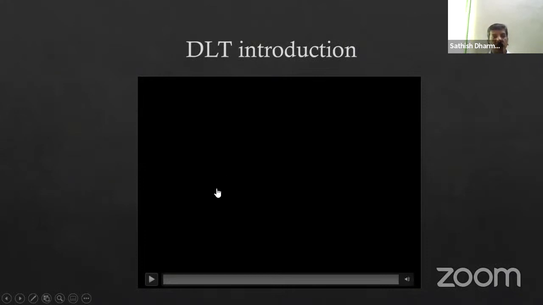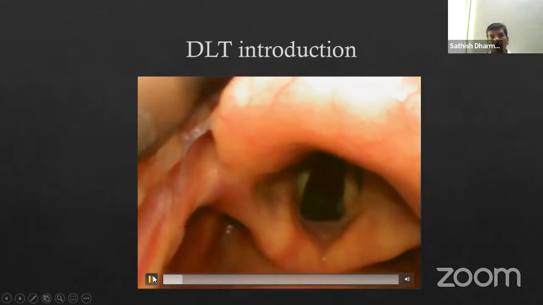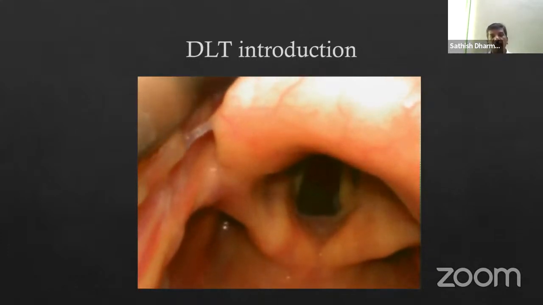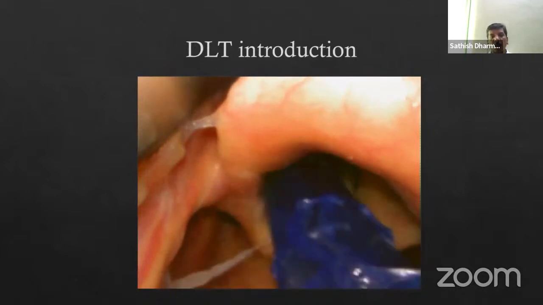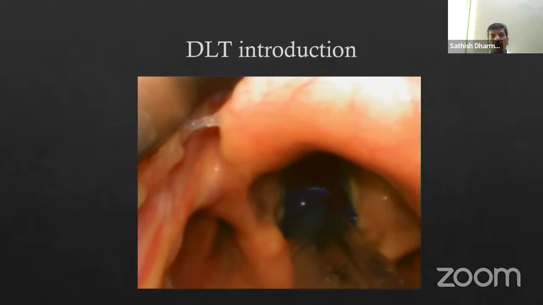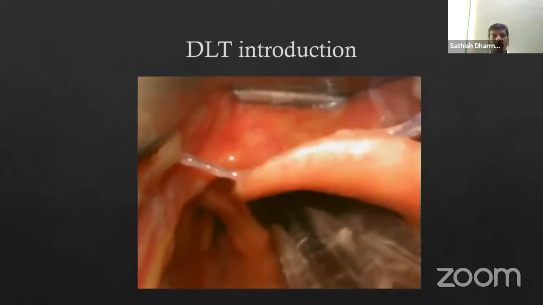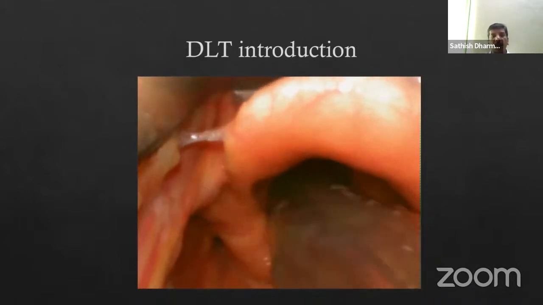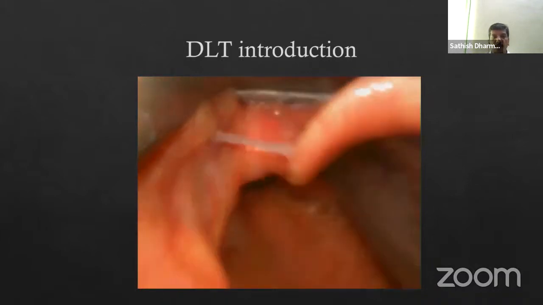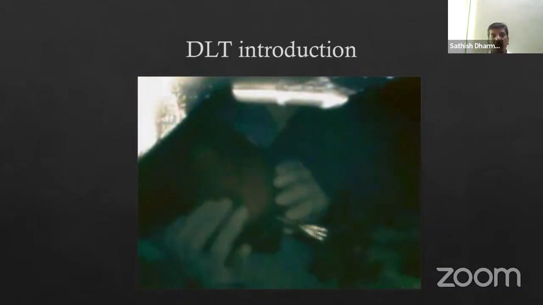This is a video laryngoscope view of insertion of DLT. I hope all of you are seeing this video. You are seeing the glottic structure. The bronchial lumen is going inside the vocal cord. Once it has entered the vocal cord, remove the stylet, turn the tube 45 to 90 degrees towards that particular side. In this case, it is the left side, so we turn it to the left side. If it is the right side, you need to turn slightly to the right side and push it till you feel the resistance.